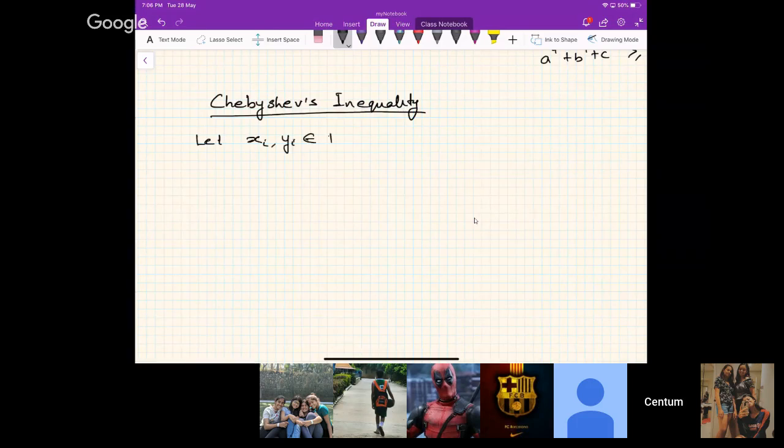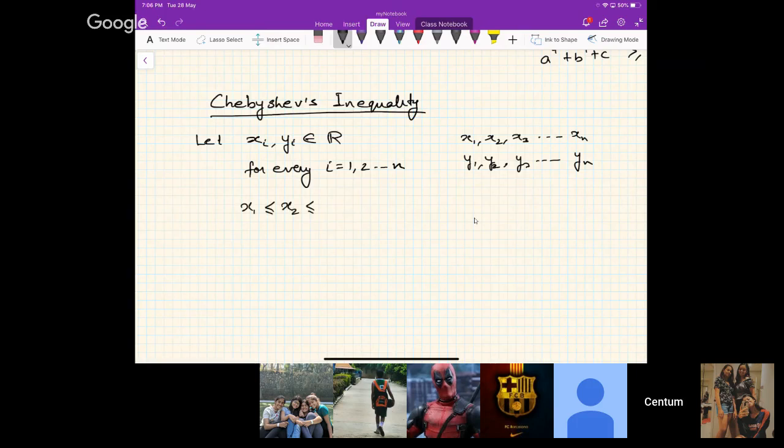xi, yi belong to R for every i equal to 1, 2, till n. What does it mean? It means simply that x1, x2, x3, so i is equal to 1, 2, 3 like that, xn, and y1, y2, y3, dot dot dot yn, these are all real numbers such that x1 is less than or equal to x2 is less than or equal to x3 less than or equal to dot dot dot xn, and y1 is less than or equal to y2 is less than or equal to y3 is less than or equal to dot dot dot yn.